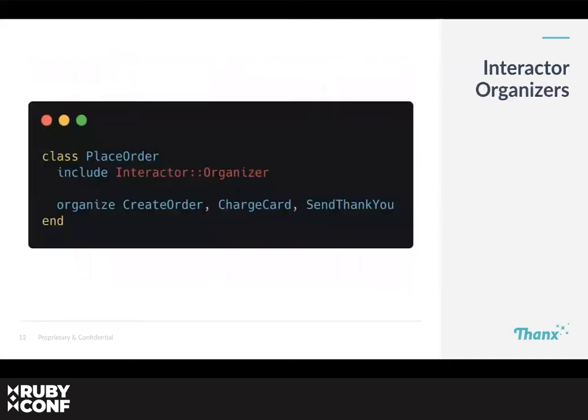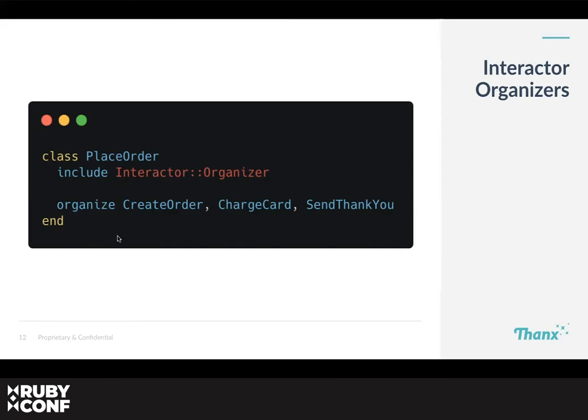So, interactor organizers. Another example is PlaceOrder. In this use case, we're organizing other interactors: a CreateOrder interactor, a ChargeCard interactor, a SendThankYou interactor. This is a little bit more of a complete example. I'm not going to go into the bodies of each of these specific interactors, but you can tell that with a business logic code flow like this, it's a lot more complex. And so we want to encapsulate each of the discrete parts and organize it through this interface.